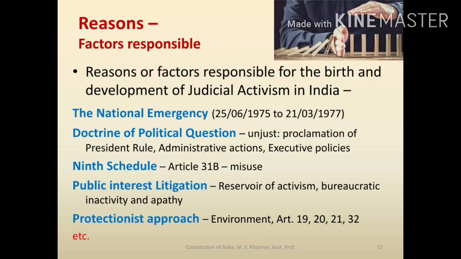Many other factors were also responsible for the birth and development of the concept of judicial activism in India, such as the national emergency proclaimed by Indira Gandhi in 1975, the doctrine of political question, which was discussed while reviewing unjust exercise of power in proclamation of President's rule, insertion of the 9th Schedule and Article 31B, public interest litigation, and many other protectionist approaches adopted by the apex court in interpreting provisions like Articles 19, 20, 21 and 32.